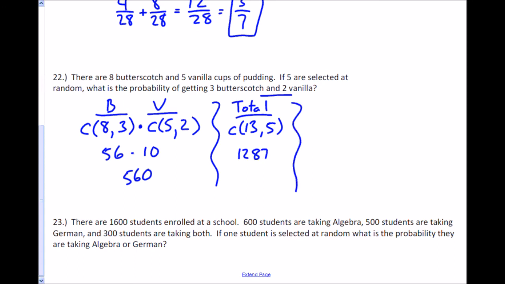Okay, so now I have how many ways this thing can happen with the 560. I have how many total options there are. So now for my probability, I just do the 560 over the 1,287. And I just have to reduce this. And looks like that's not going to reduce. I'm going to leave it exactly the way it is. Okay? So that one stays just as it is.